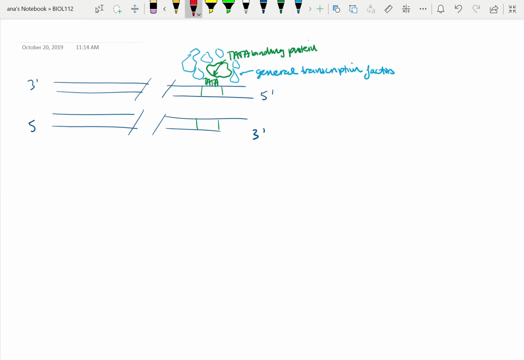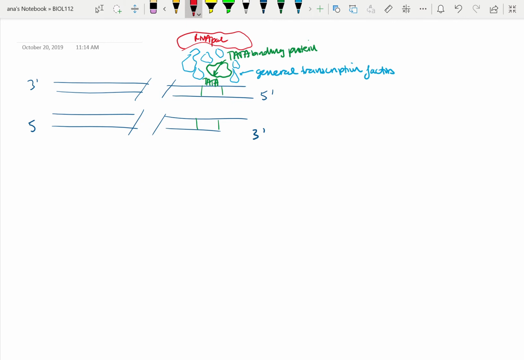So then RNA polymerase will come and bind somewhere here. The details of that don't really matter, but it's just to get a sense of what's acting as what in this situation. So the TATA binding protein and the general transcription factors are like a sigma factor, and then the RNA polymerase is recruited in the same way.